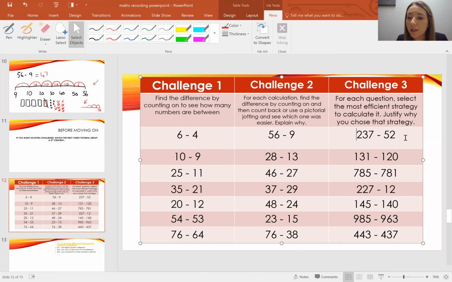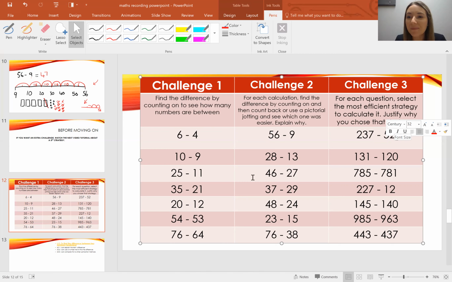So I want you to look at it, 237 take away 52, and decide which strategy you're going to use and how you're going to do it, and explain why you're going to do that one, and then calculate it. It might be that there's another strategy and another way that you're going to do it that makes sense to you that we haven't gone through today, in which case do that and explain how you've done it, because that would be fantastic. Okay, pause the video now and have a go at your challenge.